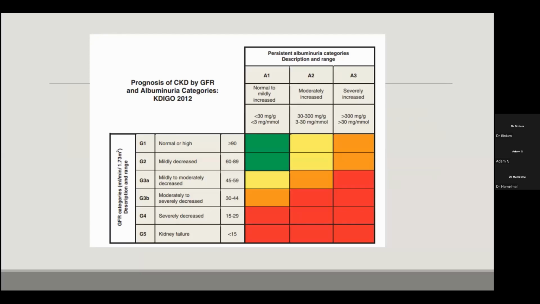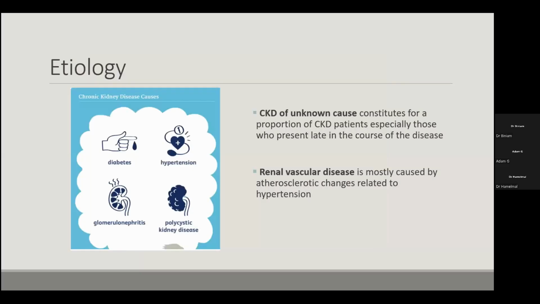So we have seen definition and staging. Let's come to etiology of chronic kidney disease. These four you see in this picture are the most common causes of kidney disease worldwide. So every patient does not go out of this category. Either it's diabetes, hypertension, glomerulonephritis, or polycystic kidney disease.